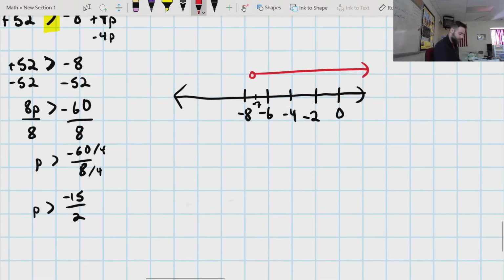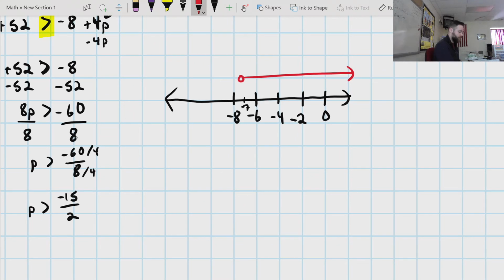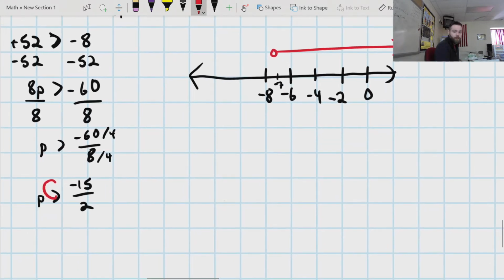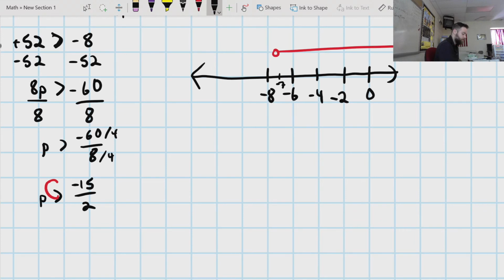Okay? So p is greater than, right? Make a g out of that, roughly. And so now I'm going to give the interval notation. And so I read from left to right. Negative infinity is not included, so the first number I'm going to pick up is that negative 15 over 2. And it's going to be in parentheses.